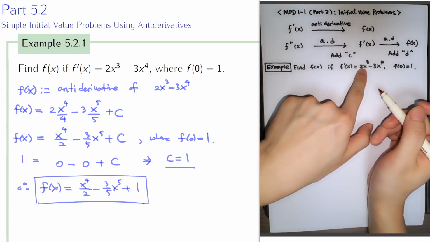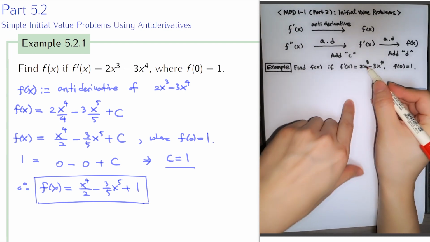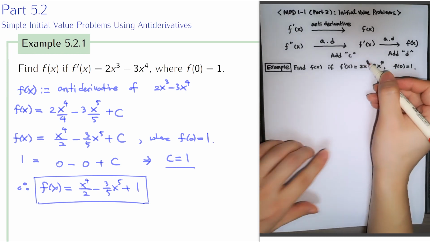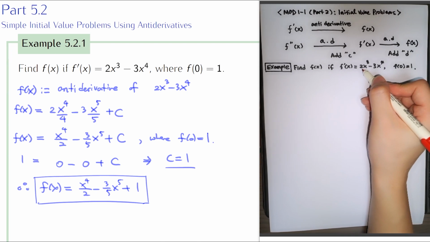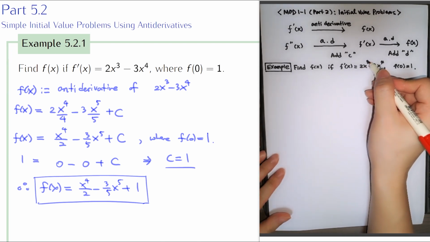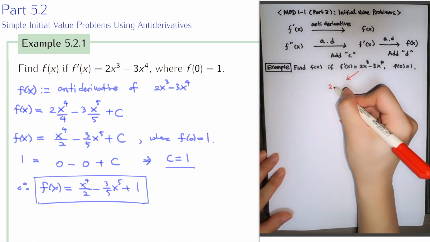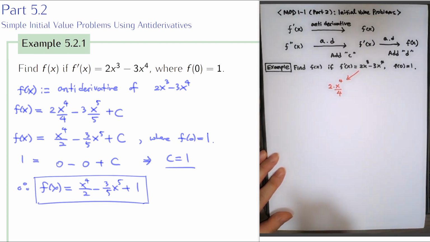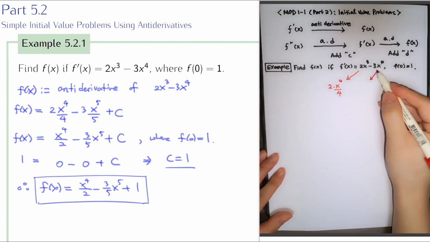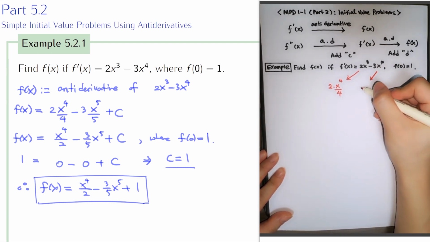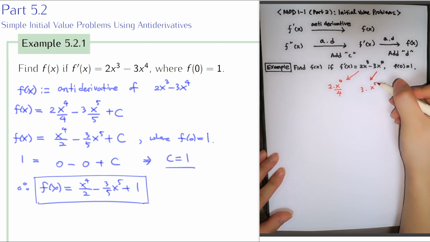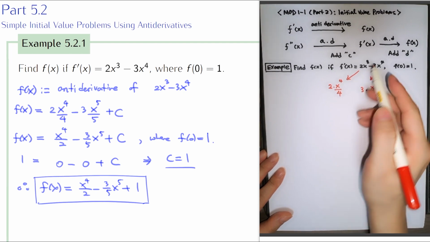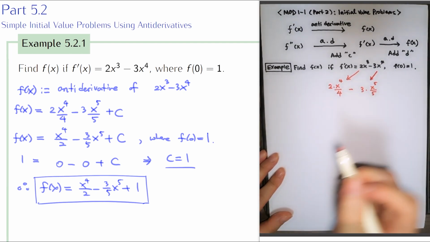The first step is to find the antiderivative, or actually the most general antiderivative, of this equation here. So we're going to find the antiderivative term by term. So 2 times x cubed becomes 2 times x to the power of 4 over 4, like this. And then 3 times x to the power of 4 becomes 3 times x to the power of 5 over 5, like so. And then we have a minus sign, so you should have a minus sign here as well, like this.